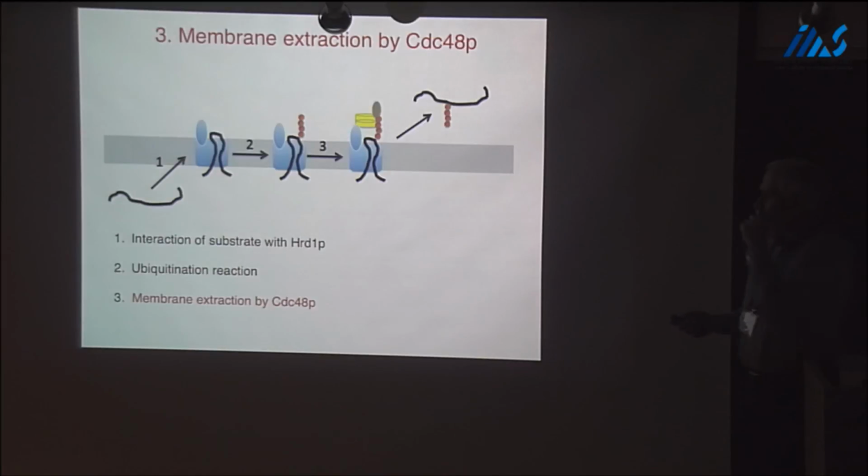So let me just briefly mention, I don't have the time, the membrane extraction by CDC48. So this is the last step. So it turns out you get polyubiquitination, so the retrotranslocation has happened in the absence of CDC48. So you just need the HER1 protein to get a domain to the other side. But it's not sufficient to extract the protein. So in order to extract it from the membrane, you need the CDC48 complex.